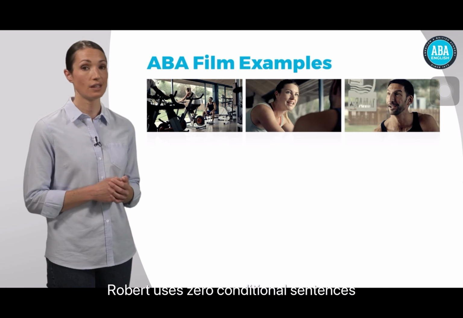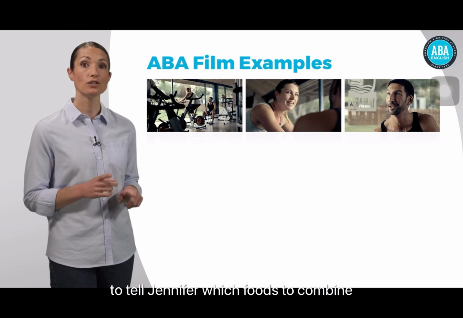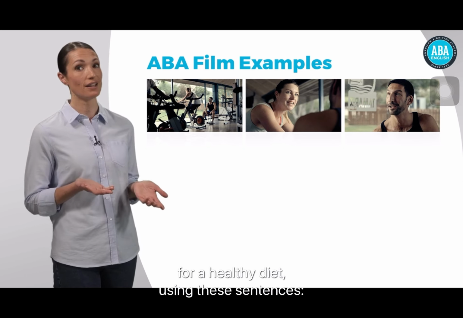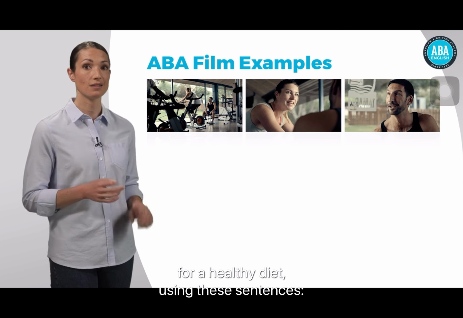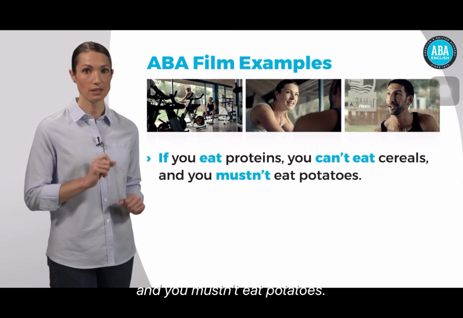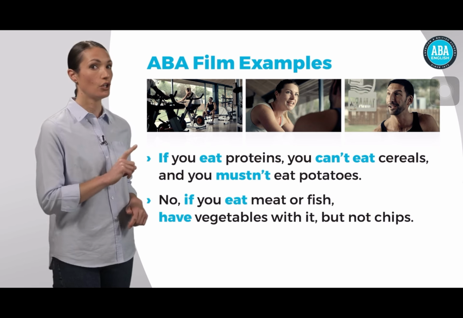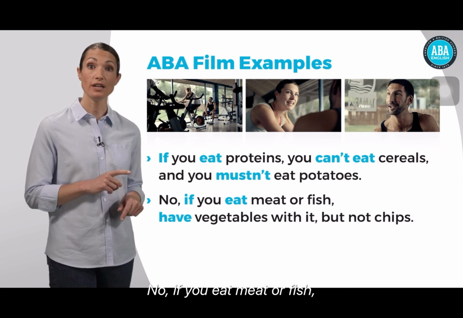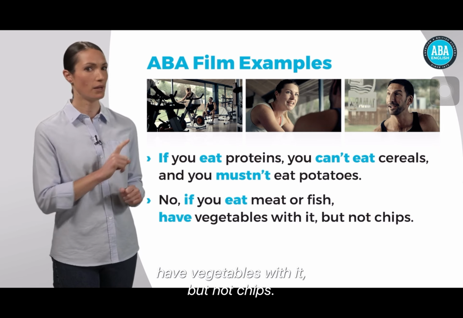What else? Robert uses zero conditional sentences to tell Jennifer which foods to combine for a healthy diet. Using these sentences: If you eat proteins, you can't eat cereals and you mustn't eat potatoes. No, if you eat meat or fish, have vegetables with it, but not chips.